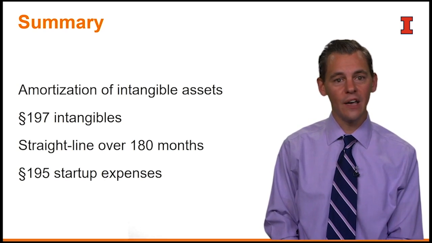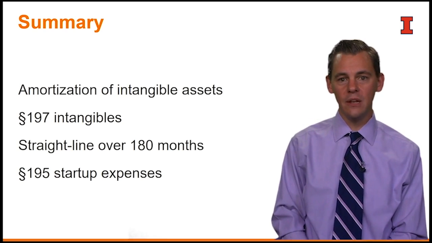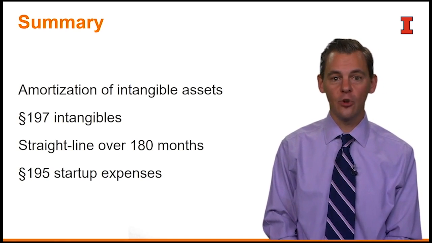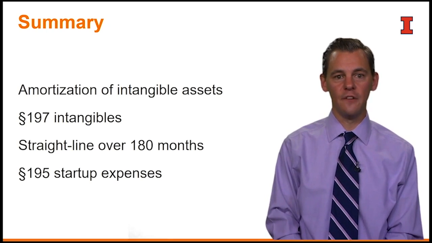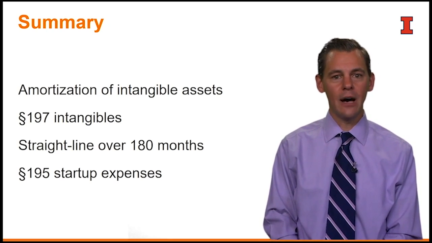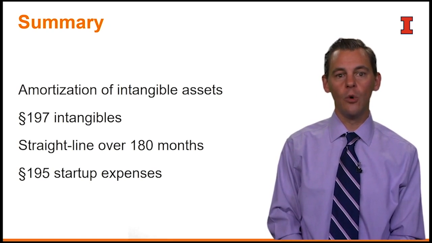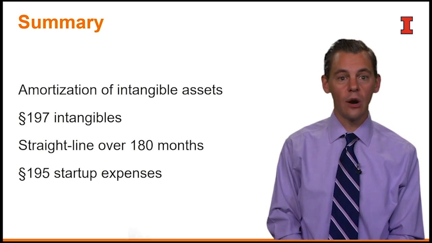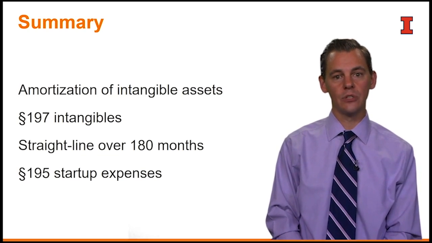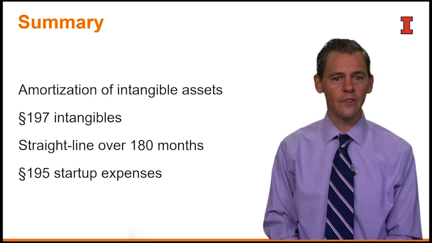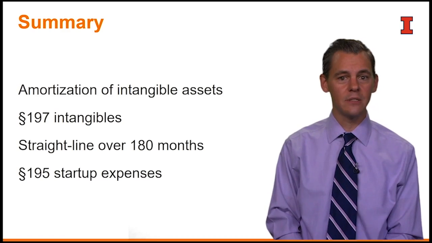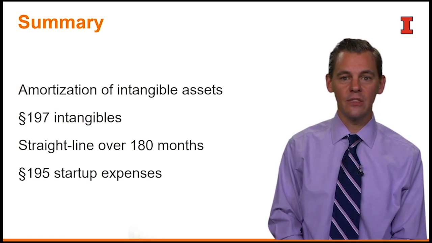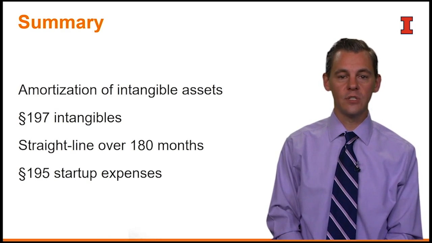Section 195 allows startup expenses to be immediately deductible up to $5,000, subject to phase-out if the total startup expenditures exceed $50,000. Any amount that is not immediately deducted would be eligible for amortization straight-line over 180 months, starting in the month the business begins operations. However, it's important that if the taxpayer desires the immediate expense and amortization treatment of Section 195, he or she must make the election on the business's first-year tax return.